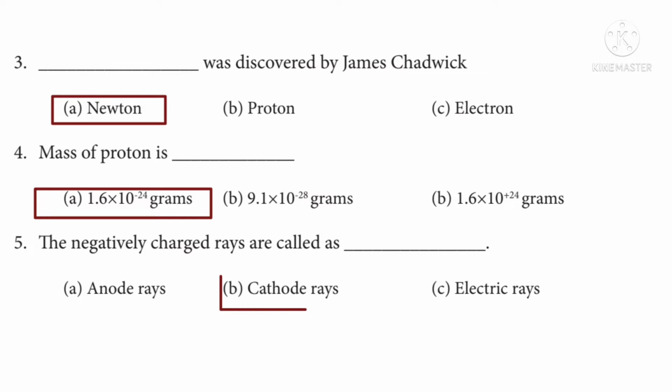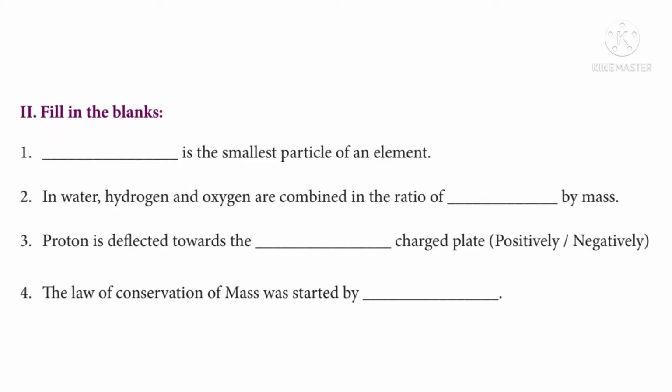Answer cathode rays. Roman letter 2, fill in the blanks. Question number 1, dash is the smallest particle of an element. Answer atom. Second question, in water, hydrogen and oxygen are combined in the ratio of dash by mass. Answer 1:8. Third question, proton is deflected towards the dash charged plate.